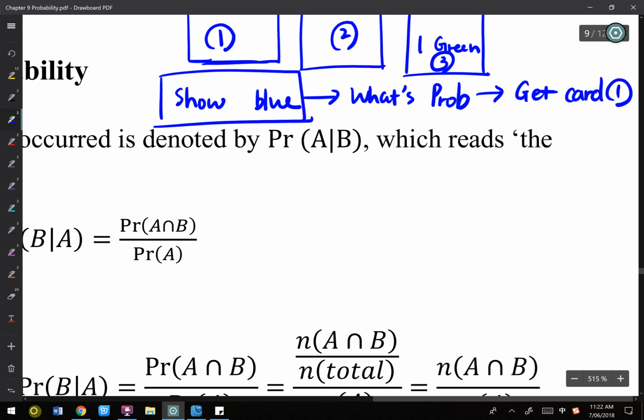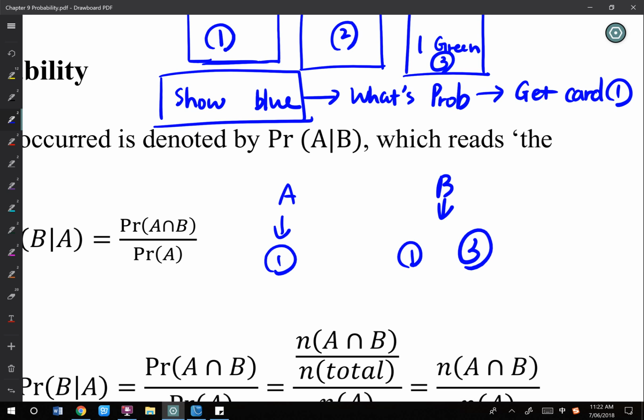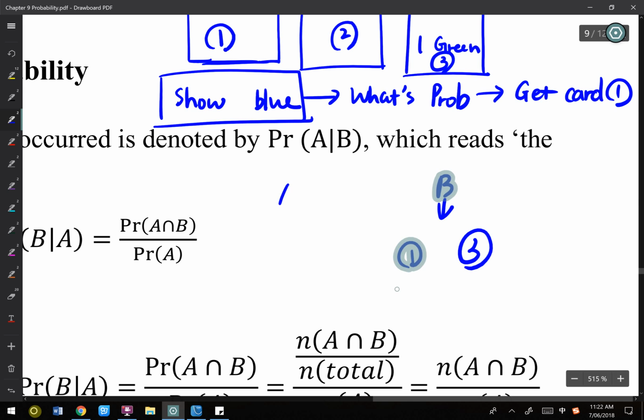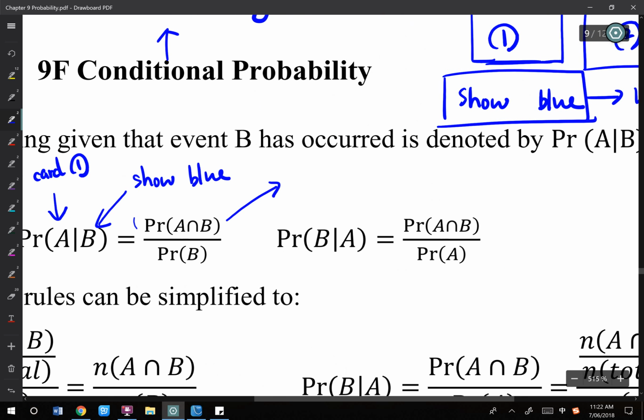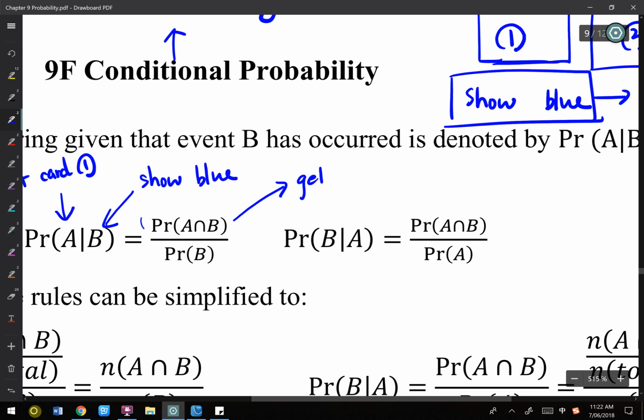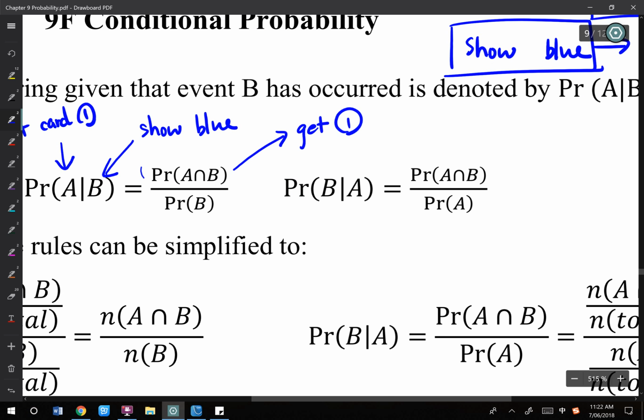Card 1. So event A means I want to get card 1. Event B means I can have either card 1 or card 3. So the intersection is card 1. A intersects B can still be that A, because A is a set included in event B. So according to this question, the intersection is still get card 1. And now I need to work out what's the probability.